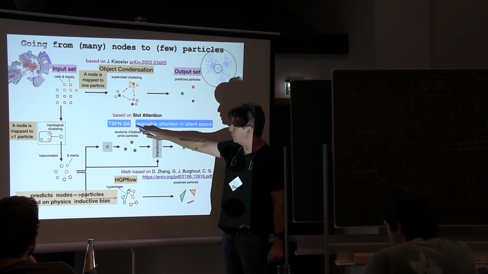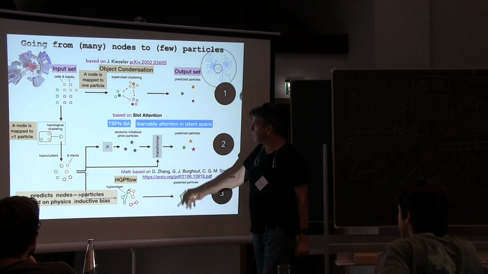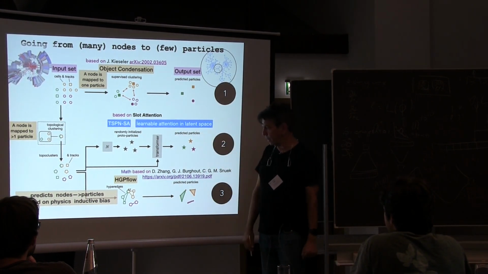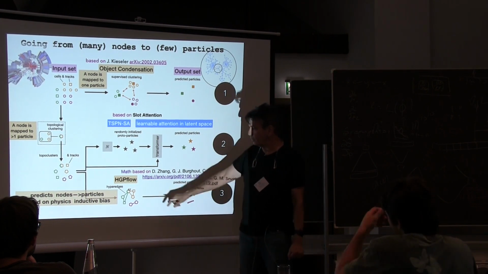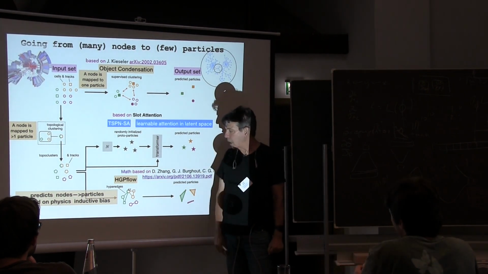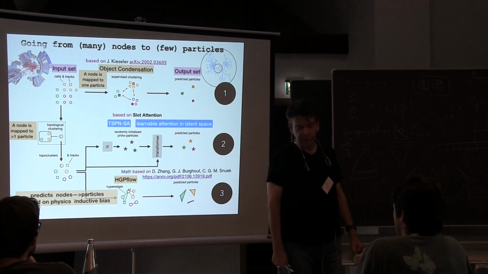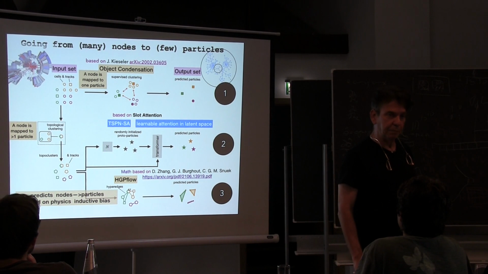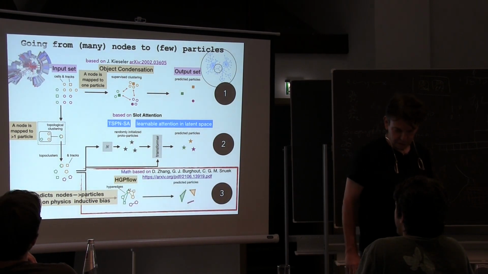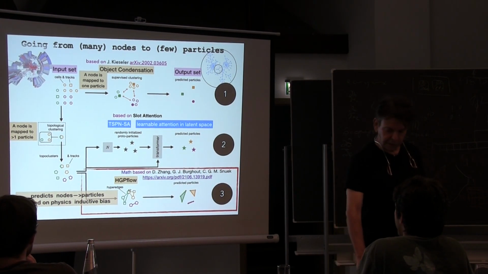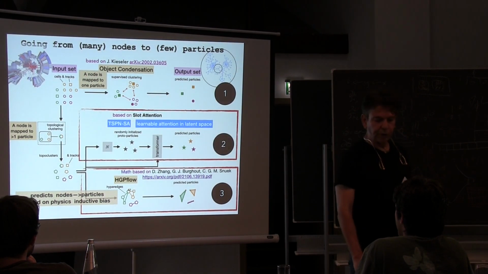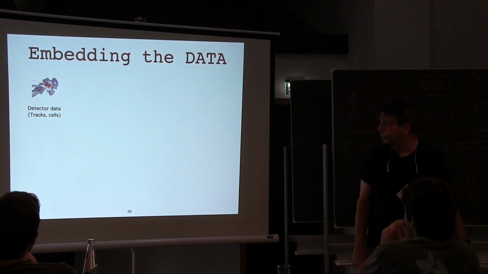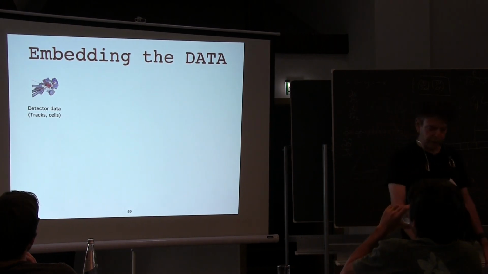So we'll talk about the slot attention one. This uses the learnable attention in latent space, like we saw yesterday. And I will introduce the hypergraph particle flow, which is based on the physics, what is called physics inductive bias. So let's start with something we already know about, the slot attention. That will be easy because we saw it yesterday.